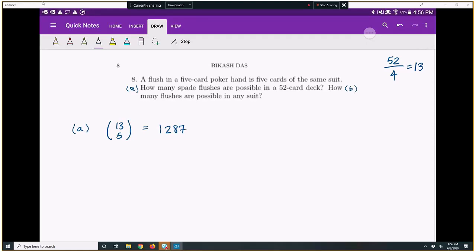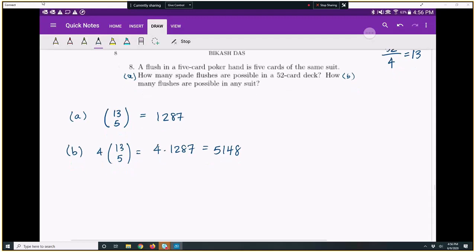Then the next question is how many flushes are possible in any suit? As we said, there are 4 suits, so I'm going to say this is 4 times 13 choose 5, or 4 times 1,287, or 5,148 possible flushes, if it doesn't matter what suit.